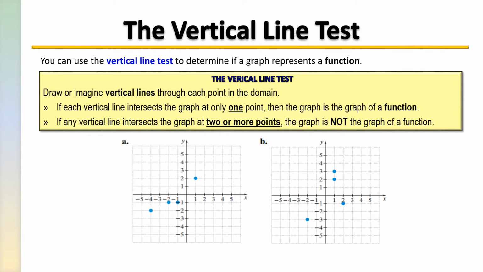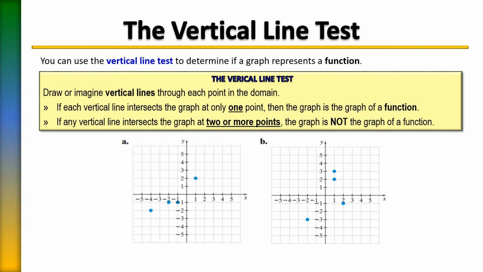You can use the vertical line test to determine if a graph represents a function. All you need to do is draw a line or visualize a vertical line through each point in the domain. If each vertical line intercepts the graph at only one point, then the graph is the graph of a function. If any vertical line intersects the graph at two or more points, the graph is not the graph of a function. Now that's the math definition of it.